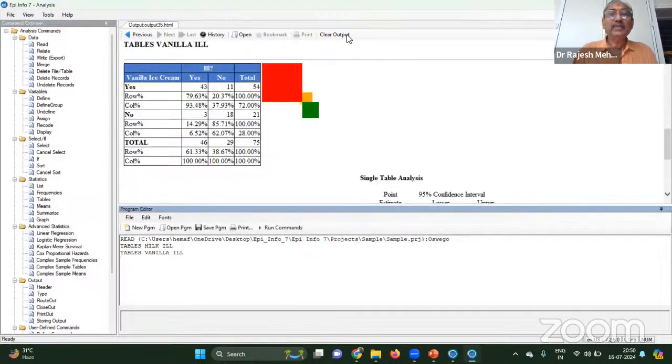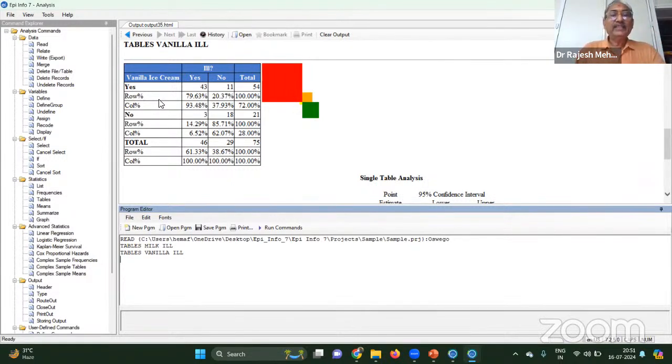Now look at the table and you can see here that 79, almost 80% fell sick. Those who were taken, 54 people took vanilla. You can see 54 here. Out of them, 43 became ill, so 79.63%. Remember, the row percent and column percent both are coming.